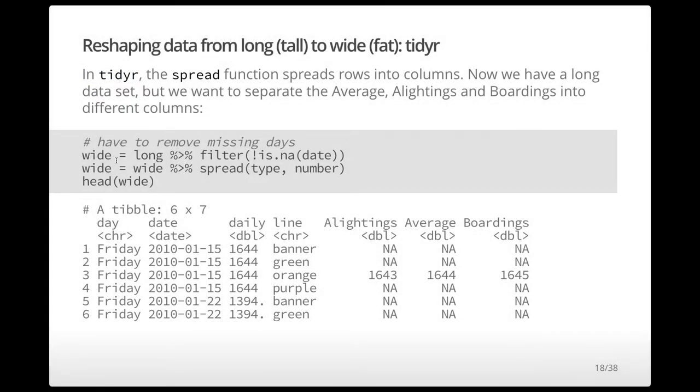Now we are doing one step where we filter if there are any missing days, even though there shouldn't be any. And then we're calling that wide. And now we're taking the long data set and spreading out type and number. So spread takes in a data set. Remember, it's your first argument. That's what we're doing with the pipe here. It's saying, what is the column that you want to spread out as a new column?